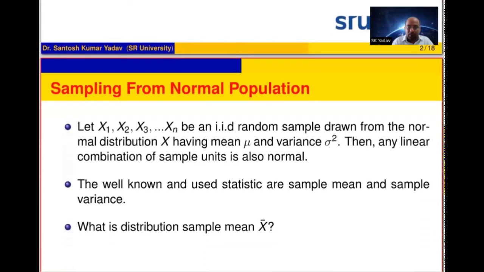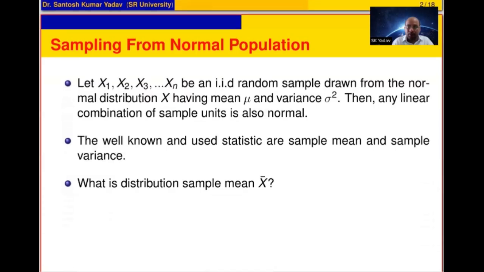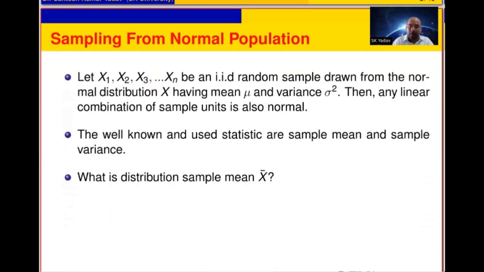Let us now see the meaning of sampling from a normal population. When we are drawing a sample of size n, x1, x2, x3 up to xn, be an IID, independent and identically distributed random sample drawn from a normal population which has mean mu and variance sigma square. That means your population X follows a normal distribution with mean mu and variance sigma square. We know that any linear combination of sample units will also be normal.